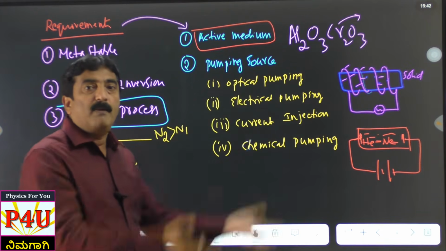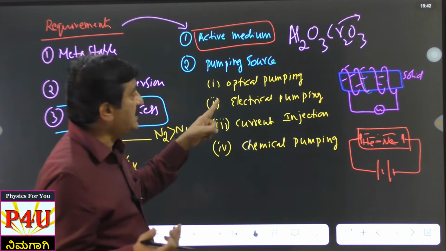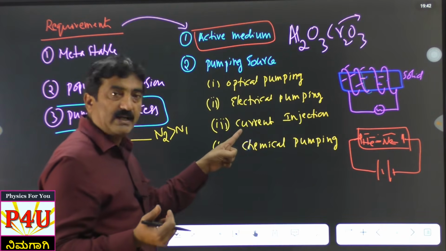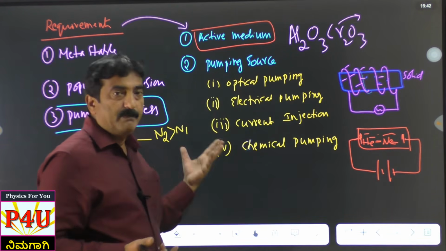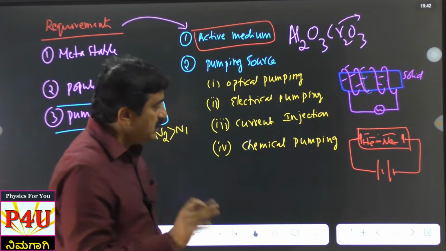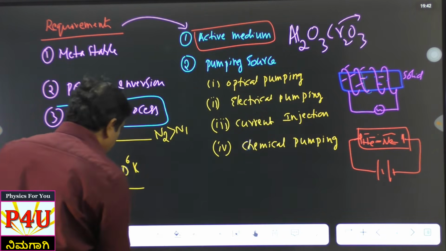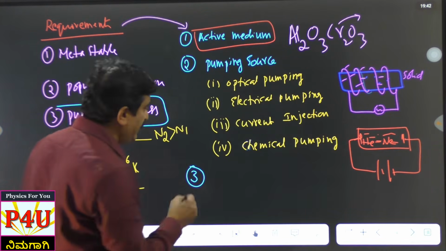In order to pump atoms to a higher level, we need a source, and there are different sources: optical source, electrical source, electric current source, or chemical source. Accordingly, we name them as optical pumping, electrical pumping, current injection, chemical pumping. Got it? So with this, I move on to the third requirement. The third requirement is very important. Follow carefully. I write the third requirement.